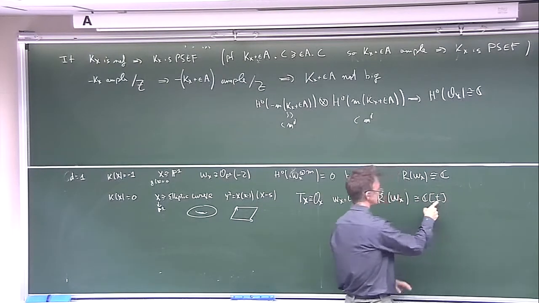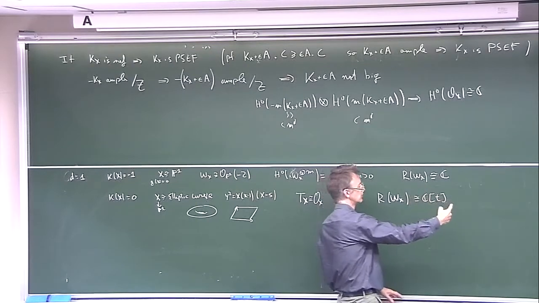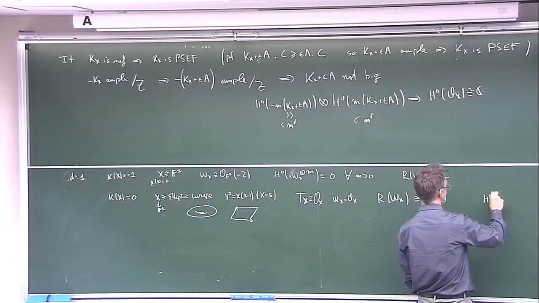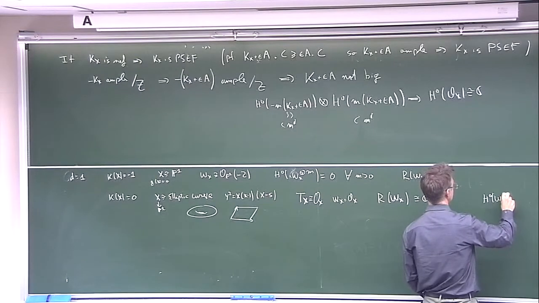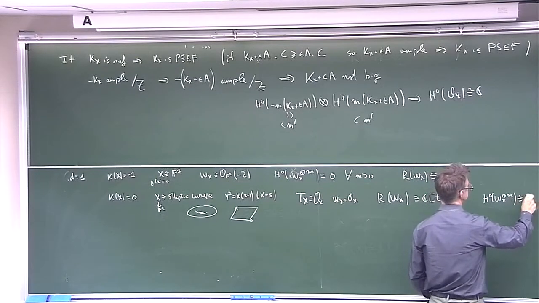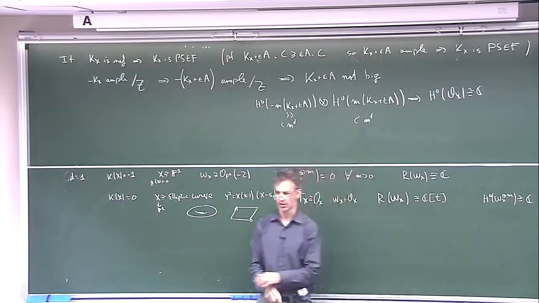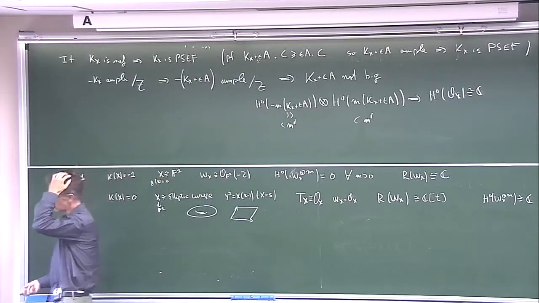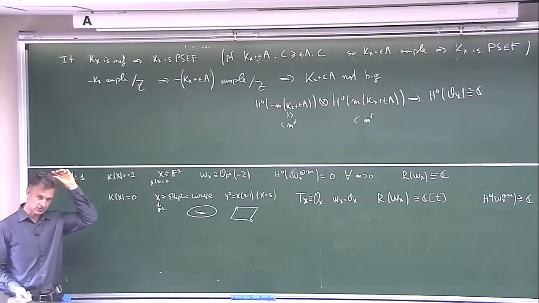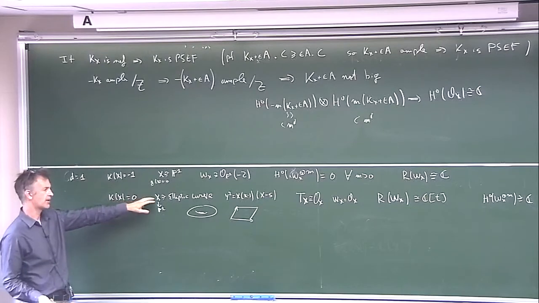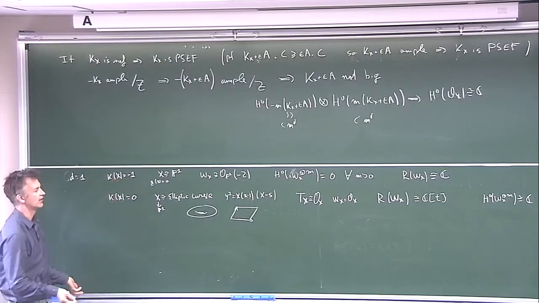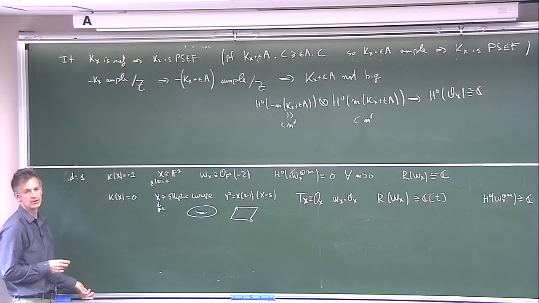In other words, I'm using t for each degree. Maybe I should just write it down: h0 of omega X to the tensor m. In each degree, I get a copy of the constants. So again, the canonical ring is completely useless in studying the geometry. These are already more complicated examples. There's a one-parameter family of them, but you have to find a different way to study them.